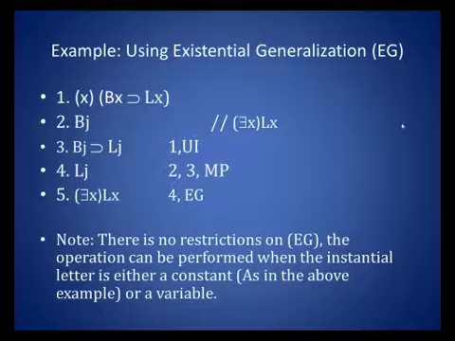In this particular case, the reason that I instantiated on line 3 to use a constant is because I had a constant on line 2. So if I wanted to do modus ponens and I wanted to be able to get there as quickly as possible, the easiest move was to take line 1, instantiate it, and use the letter J in place of my variable x.